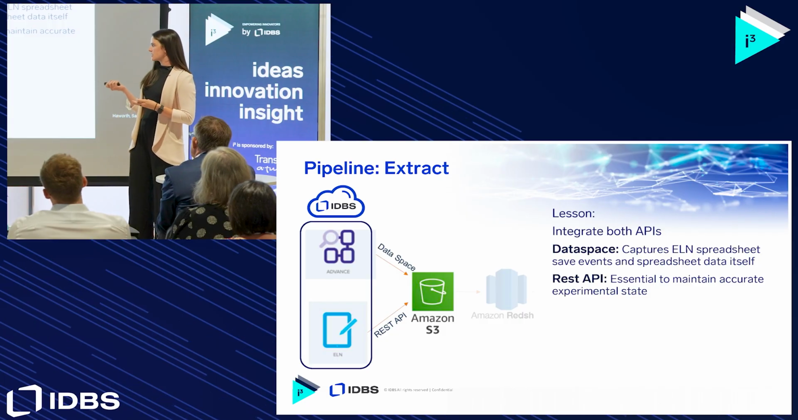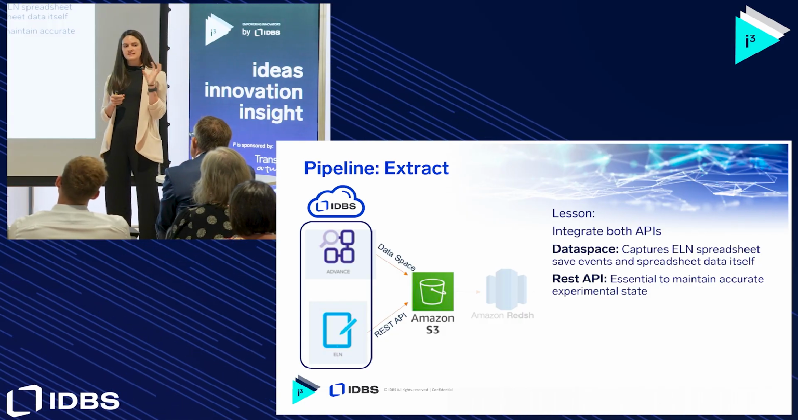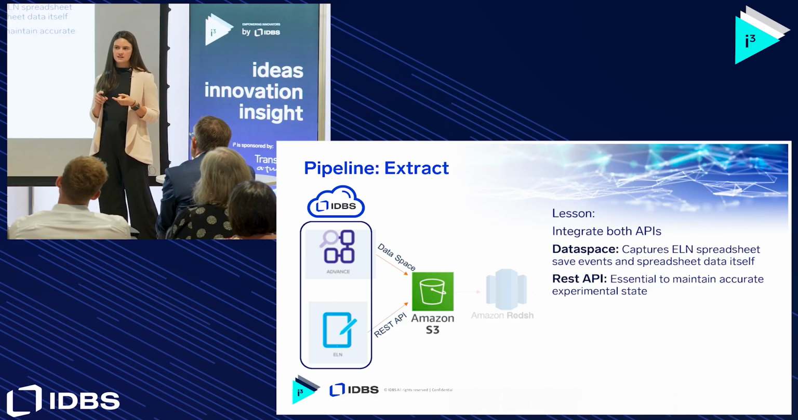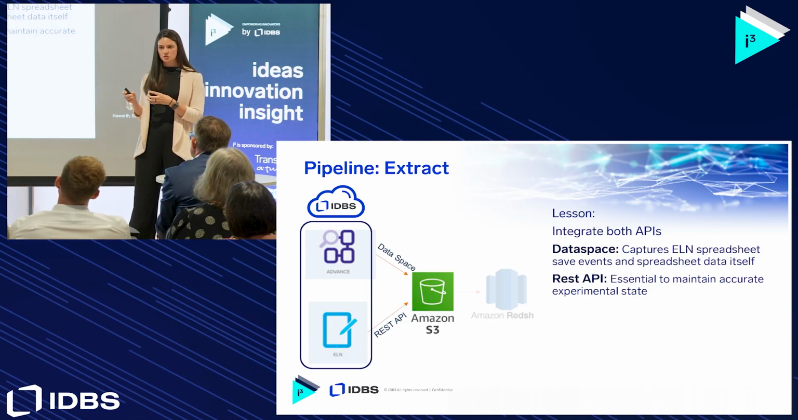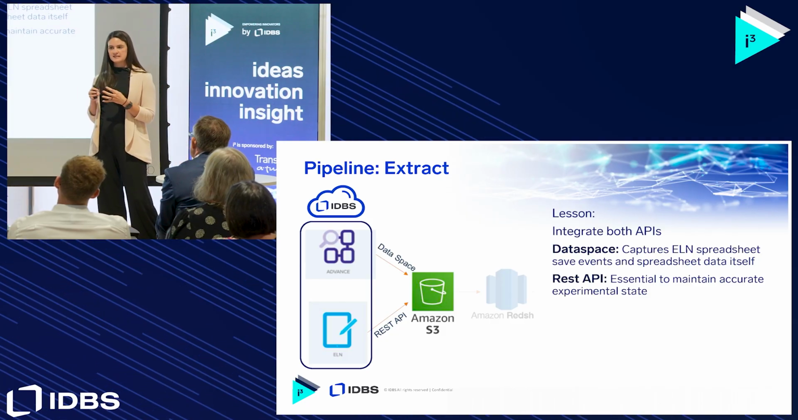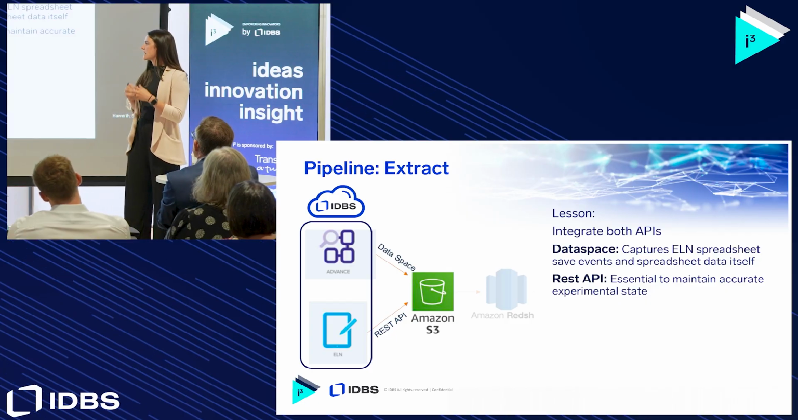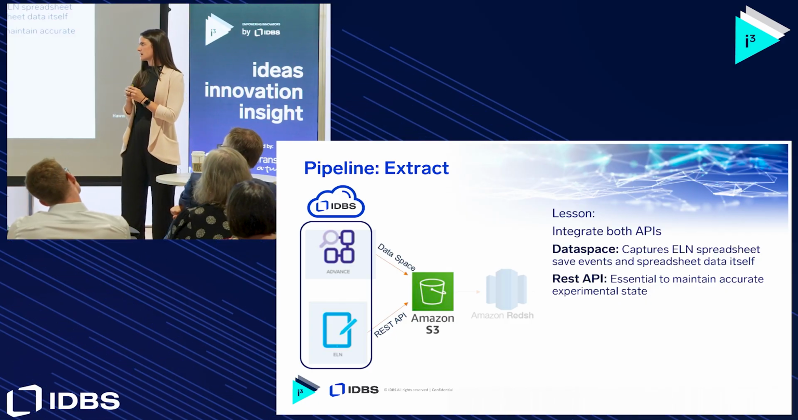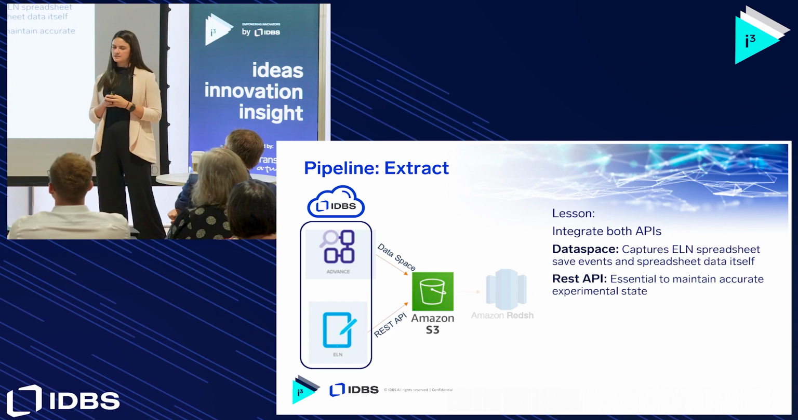You also have to pair it with the REST API. And this is because data space does not handle renames, moves, or deletes of experiments or spreadsheets inside of the system. And so in order to ensure that we're maintaining accurate data in our data lake, we have to pair it with the REST API to query the system and get that experimental metadata.